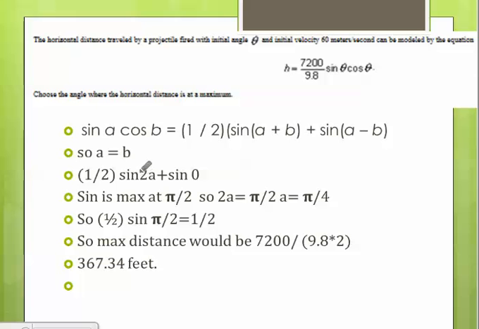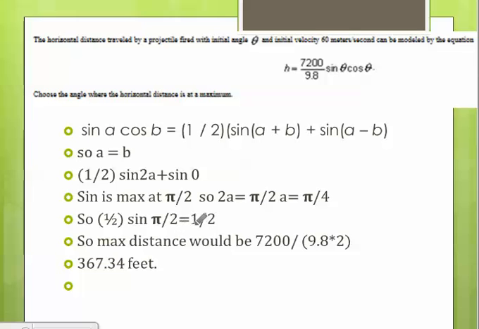So basically, this sine of 2A is going to be a maximum at pi over 2. So 2A is going to have to be pi over 2. So 2A equals pi over 2. Divide through by the 2, and I get that A is equal to pi over 4. So 1/2 of sine of pi over 2, which is what we're looking for here, right? If I stick a pi over 4 into A, I get pi over 2 there. So the sine of pi over 2 is 1.